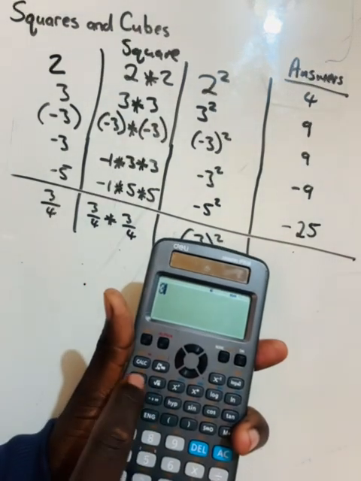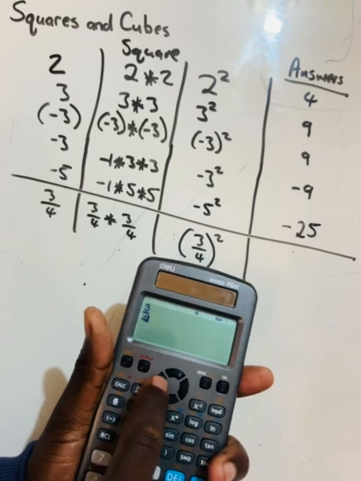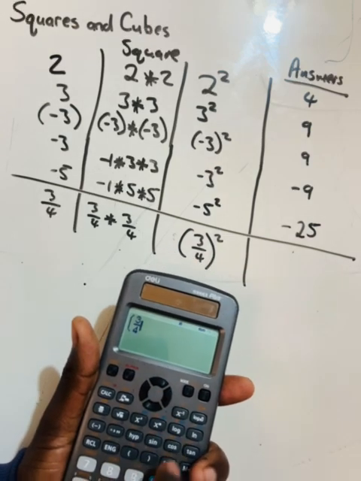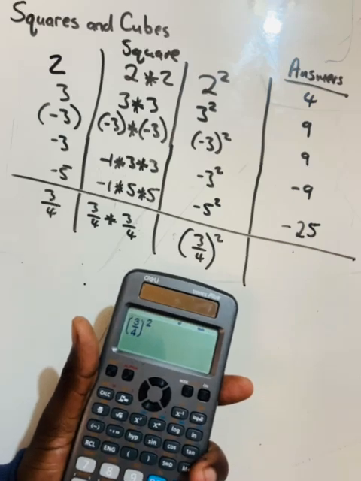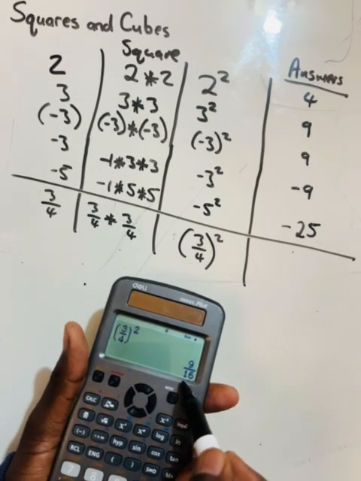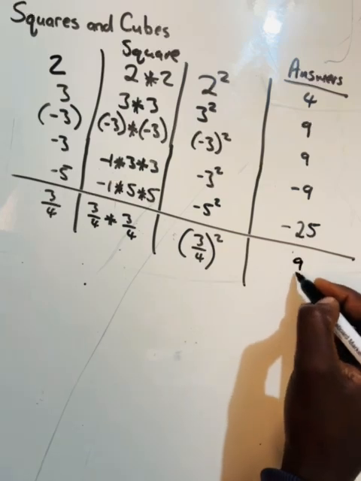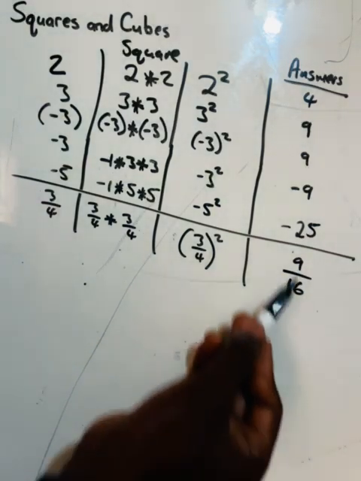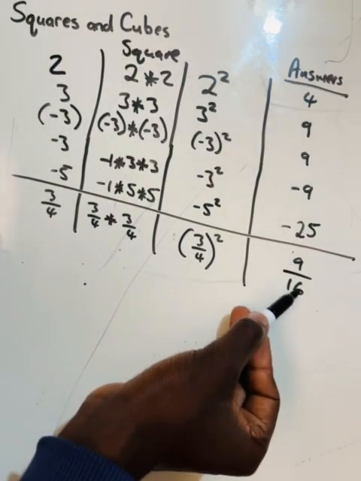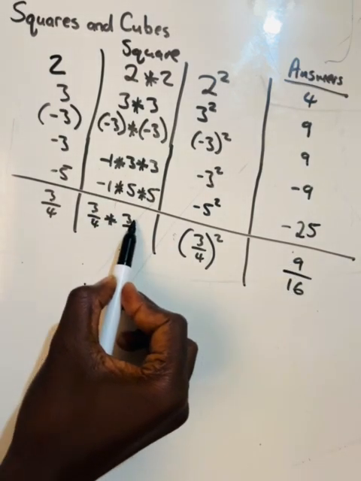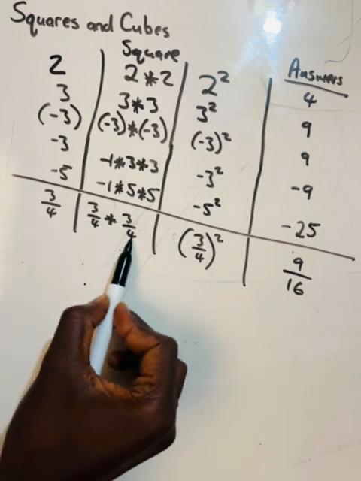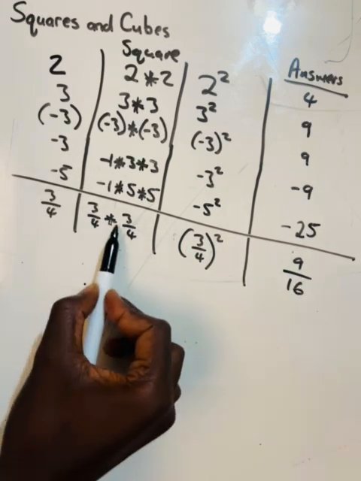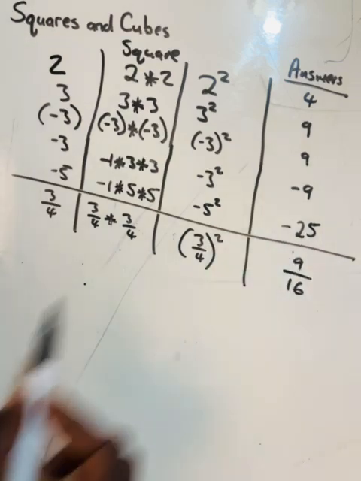We write 3 over 4. I forgot to start with the bracket. We open the bracket, we close the bracket, then we write our squared, which gives us 9 over 16. 9 over 16. If we're dealing with manual calculations, how did the calculator get this 9 over 16? It said numerator multiplied by numerator and denominator multiplied by denominator. Your 3 multiplied by 3 gives you 9, and your 4 multiplied by 4 gives you 16, right?